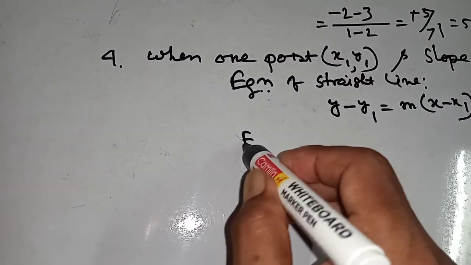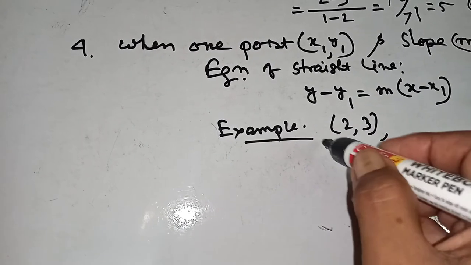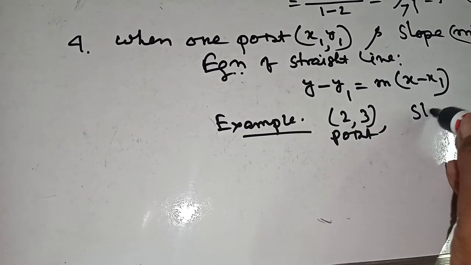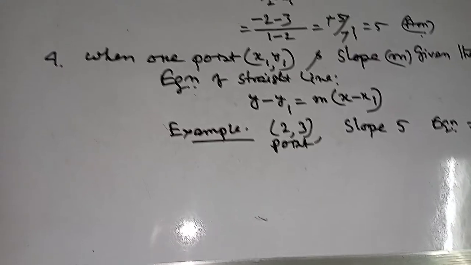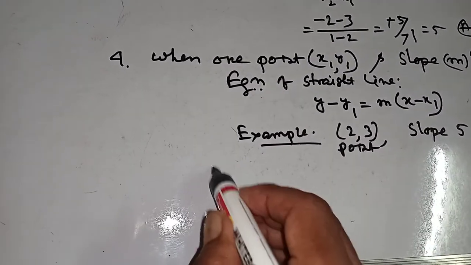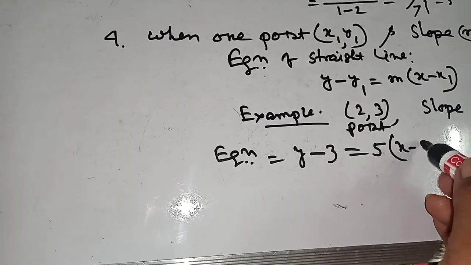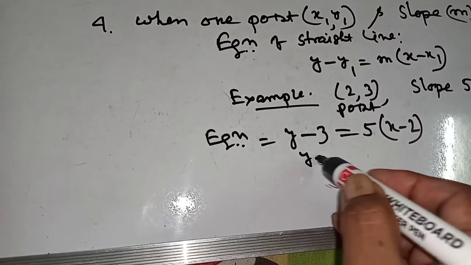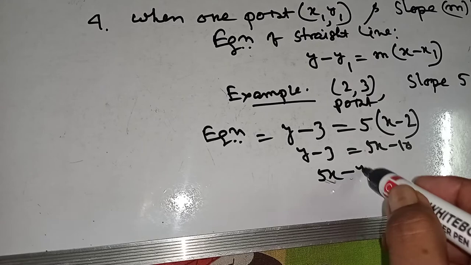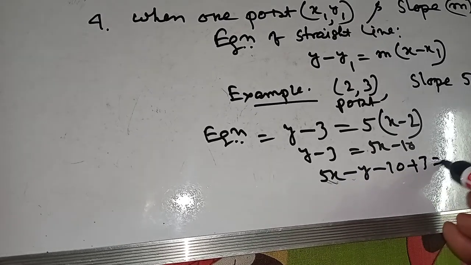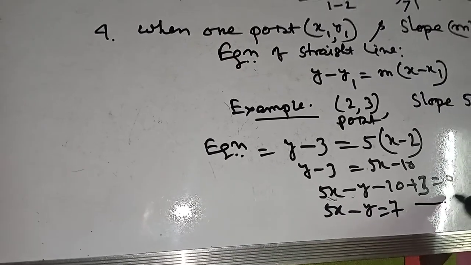Like example, one point 2 3, slope 5, then equation of straight line will be y minus y1, that means 3, equal to m 5 bracket x minus x1. Y minus 3 equal to 5x minus 10. If change here, 5x minus y minus 10 plus 3 equal to 0. That means 5x minus y equal to 7. This is answer.